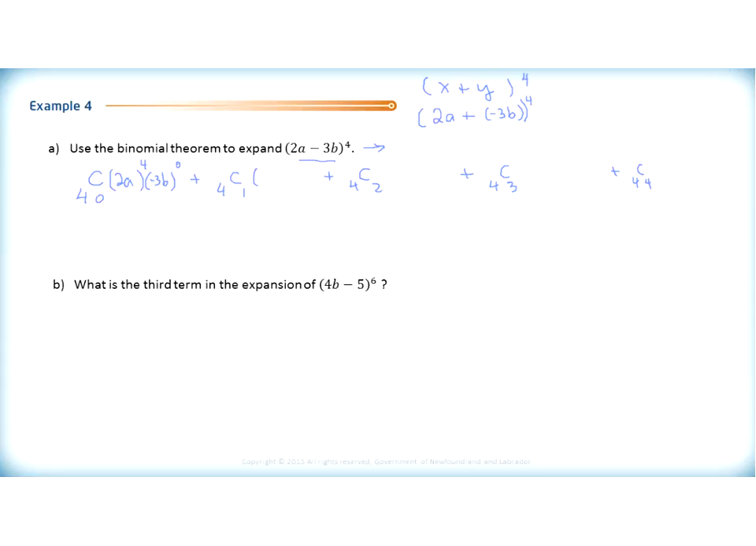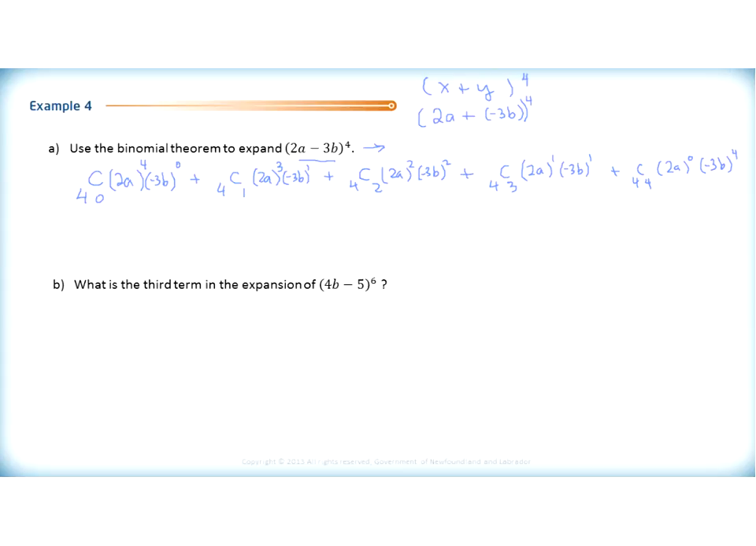I do the next one. It's simply 2a to the power of 4 subtract 1, which is 3, and I'm decreasing by 1 if you want to look at it that way, times a negative 3b to the power of 1. 2a to the power of 2, negative 3b to the power of 2. I have here 2a to the power of 1, negative 3b to the power of 1 as well. And of course, the last one is going to be 2a to the power of 0, negative 3b to the power of 4. I need to simplify each of these terms now and see what I end up with here.